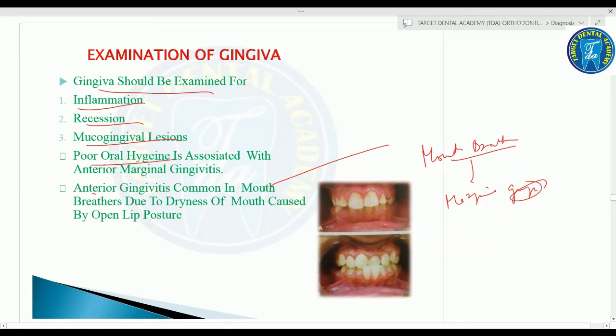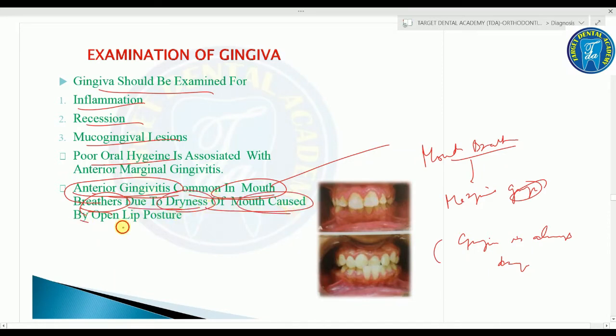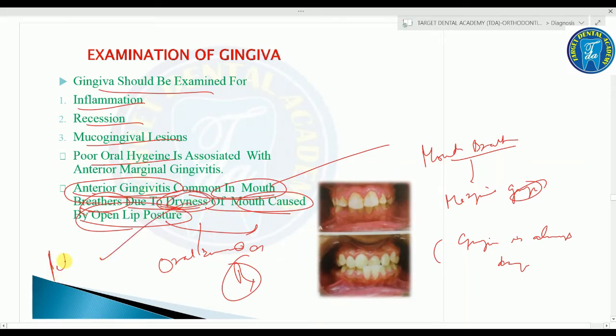Why? Because in a patient who breathes from the mouth, the gingiva is always dry, right? So it causes marginal gingivitis or anterior gingivitis, commonly seen in patients having a mouth breathing habit. Due to the dryness of the mouth, caused by the open lip posture, in that case you can give the oral screen as the treatment. And to avoid the dryness, you can also apply petroleum jelly.